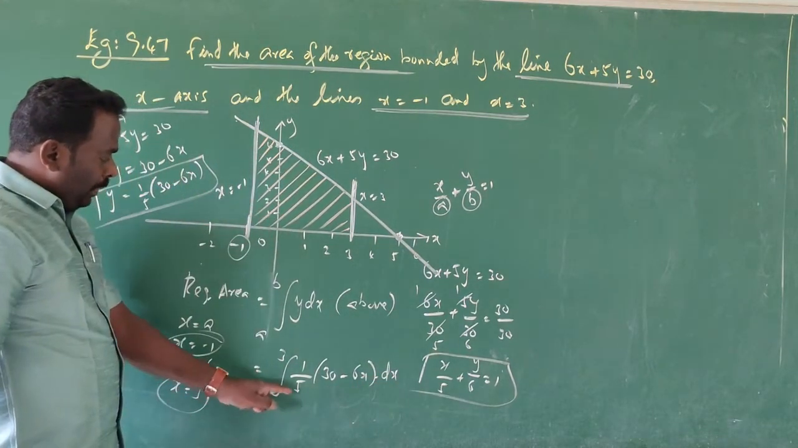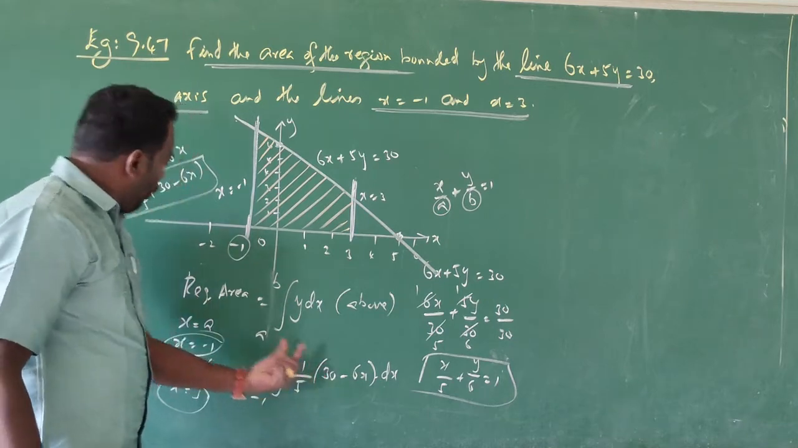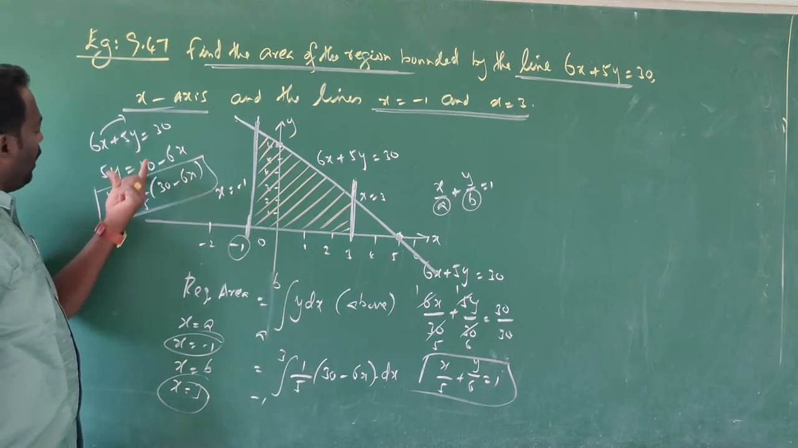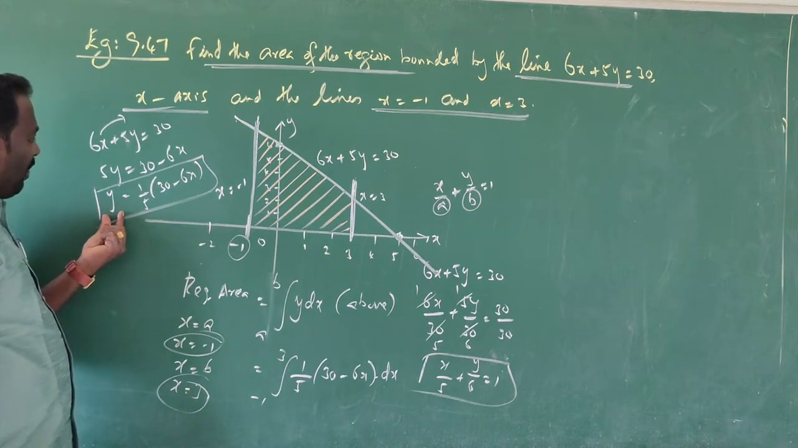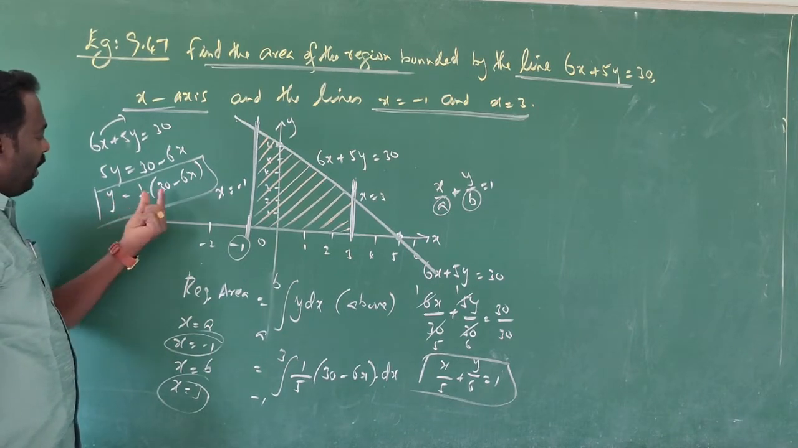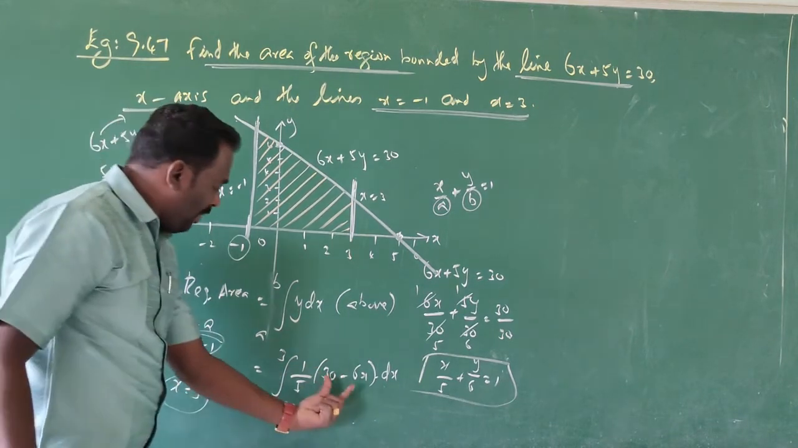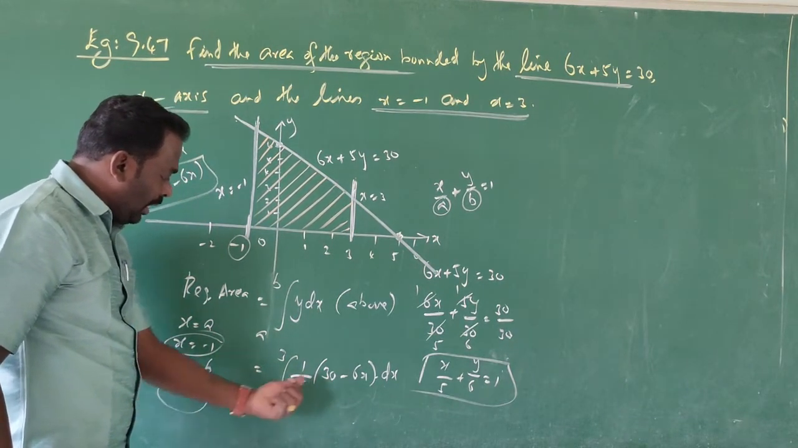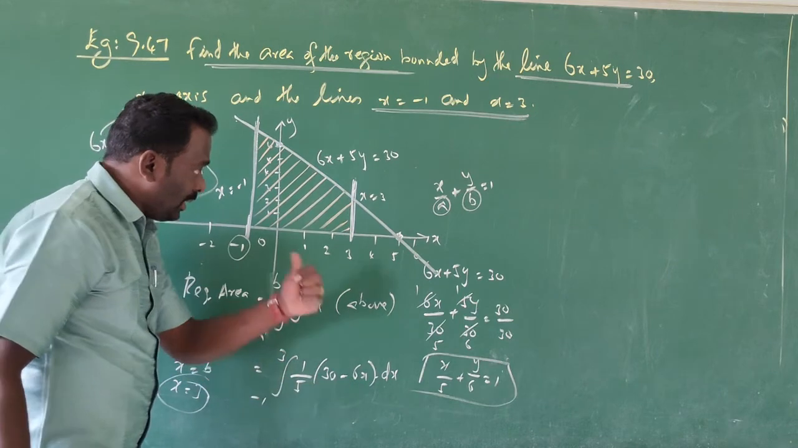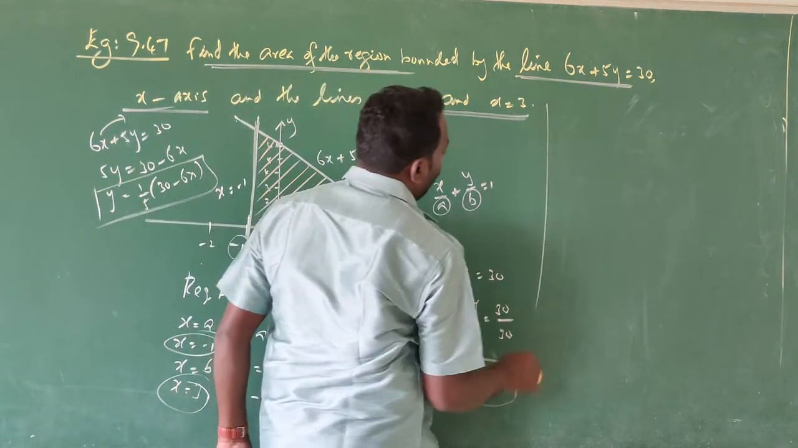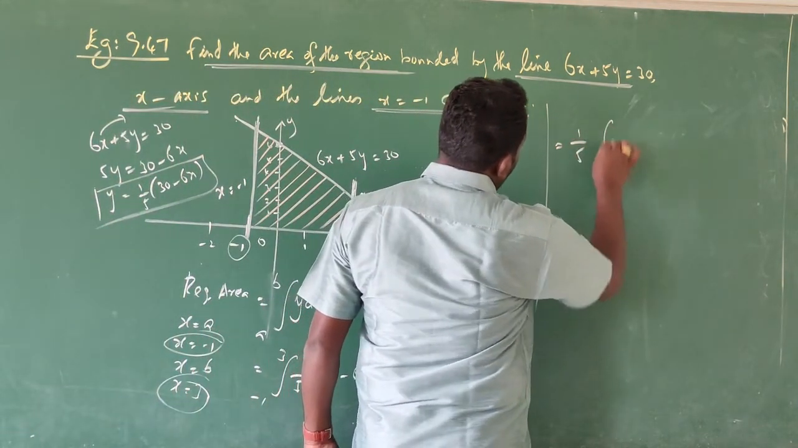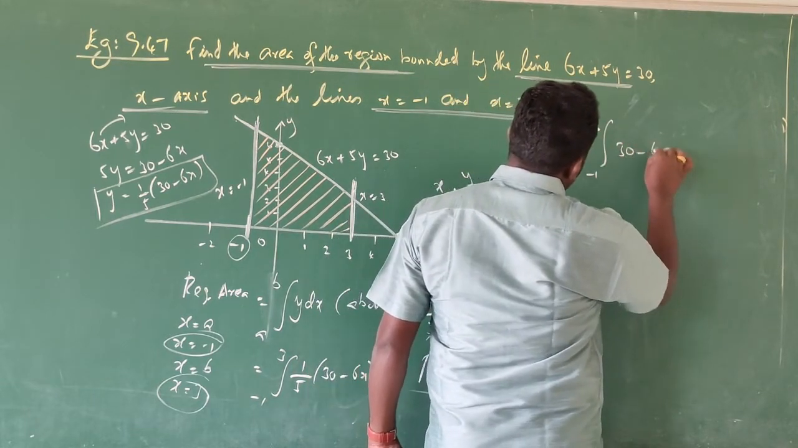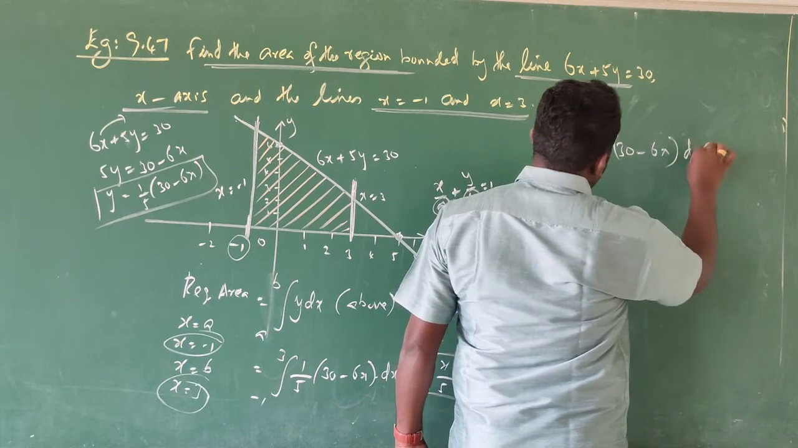Just replace the y value. Consider the equation of the line 6x plus 5y equal to 30 and simplify to get the y value: y equal to 1 by 5 into 30 minus 6x. Now in the next line, keep the coefficient 1 by 5 outside the integral. Now integrate 30 minus 6x. Therefore that is equal to 1 by 5 integral from minus 1 to 3 of 30 minus 6x into dx.